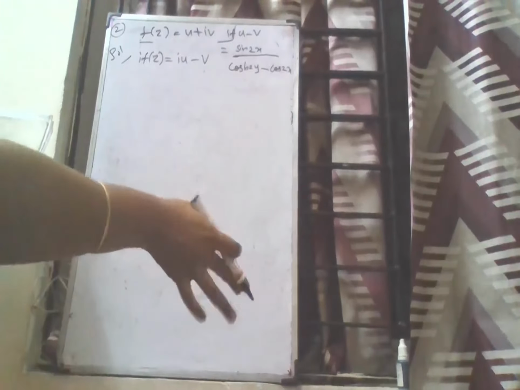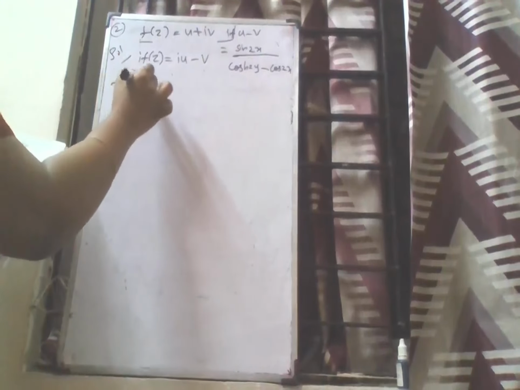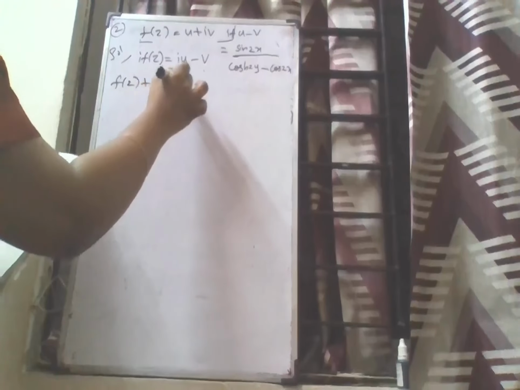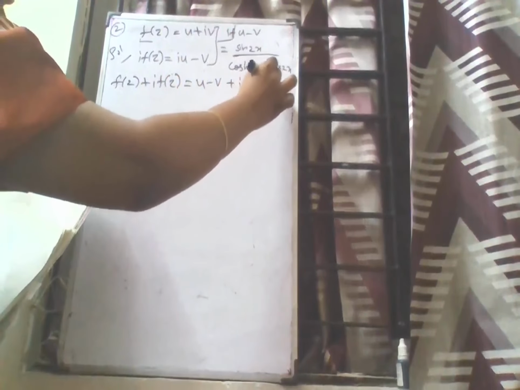The first formula. Yes, we'll try the first formula itself, so that I have to add up. Isn't it? U minus V means U minus V will come in the real part. Agree? Yes. So f of z plus i into f of z, add up the first two equations. So u minus v plus i into u plus v. Here I got the equation.